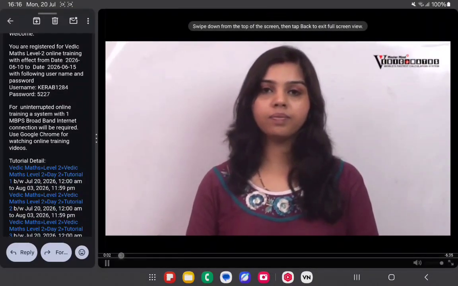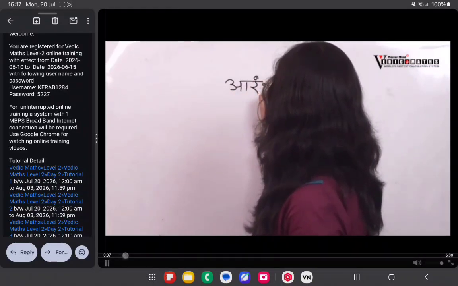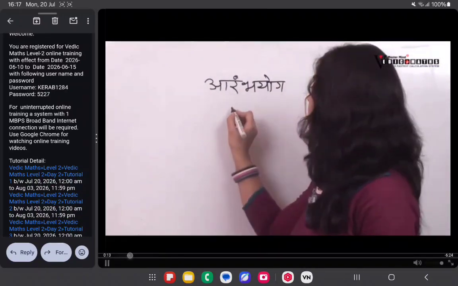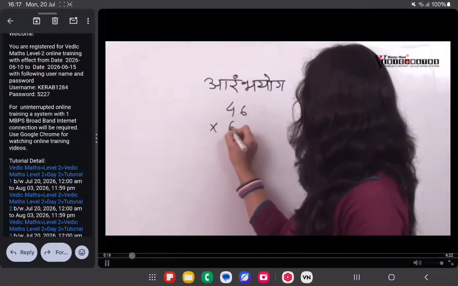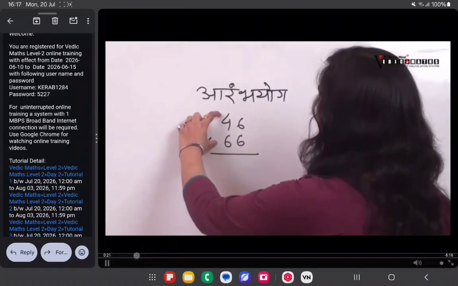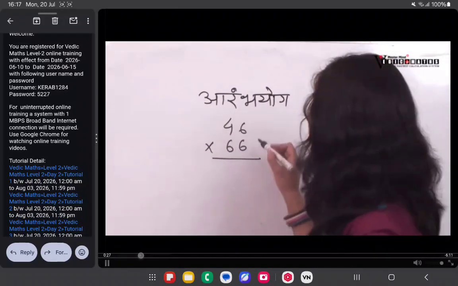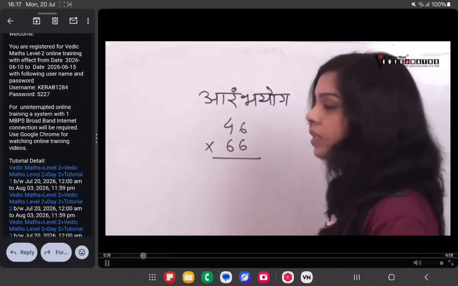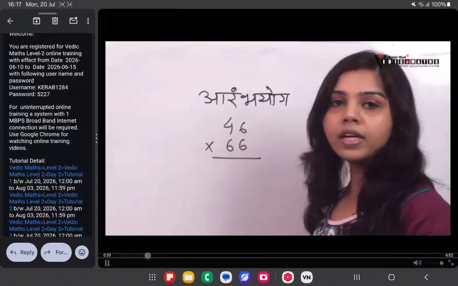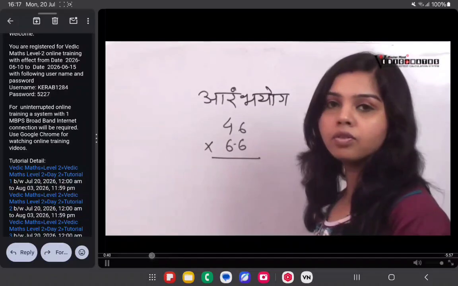Please open page number 65. Here, this is Arambhyog. Let's take an example. 46 into 66. We can see the sum of the first digits is 10. 4 plus 6 is 10, and the digits at the last are common. So the process is 4 into 6. 4 into 6 is 24, and we have to add this 6 to 24.